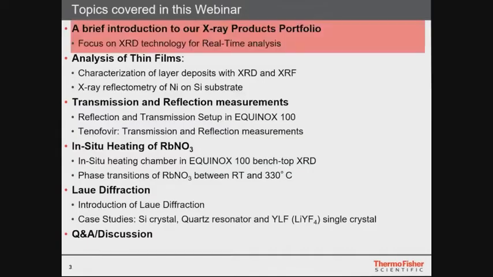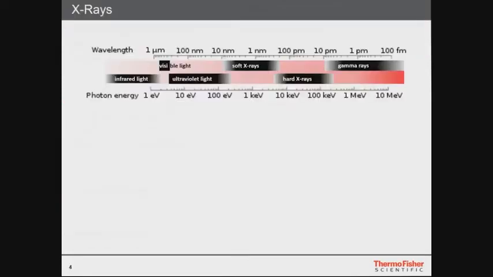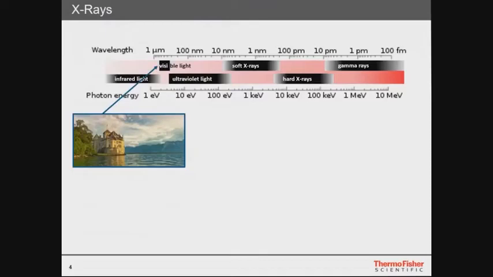So now we start right away with a short introduction. We have a look at the spectrum of electromagnetic radiation. On the very left side, on the low energy side, you can see visible light. Everyone can see it, and it enables us to see such beautiful pictures as this one, which was taken in Switzerland close to our factory.